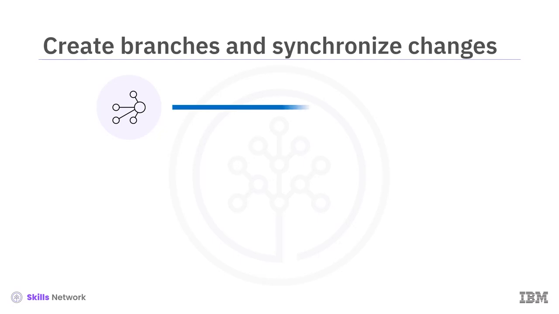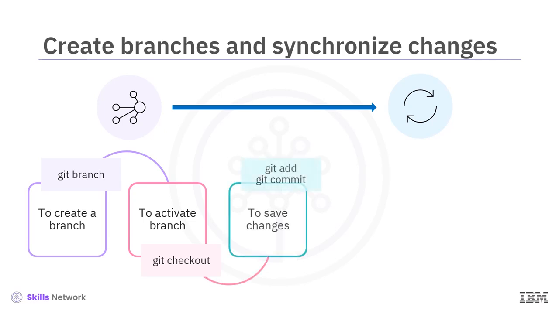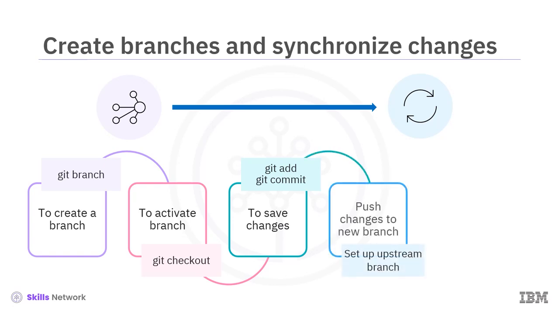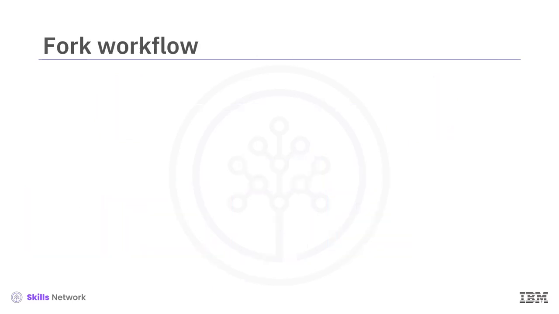Now let's look at how you can create branches and synchronize changes. To create a branch, you can use the git branch command, and then make the branch active using the git checkout command. Once changes are made, save and stage them using git add and git commit. After the intended changes are completed, you should set up an upstream branch for the newly created branch and push the changes to the new branch. Then, you raise a request to the maintainer to merge the changes in the new branch to the main branch after reviewing it.